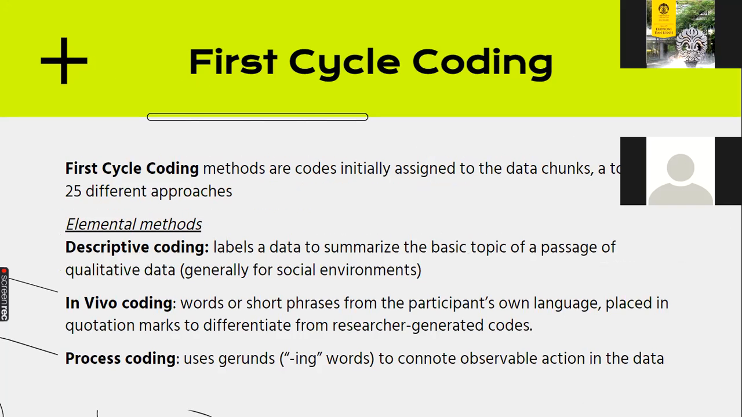The first cycle coding is the method of coding that is initially assigned to data chunks, with a total of 25 different approaches. We will only discuss, I think, 13 or 15 to save time. The first one is the elemental methods, which are the basic fundamental codes. And the first one is descriptive coding, which are labels of data to summarize the basic topic of a passage of qualitative data.